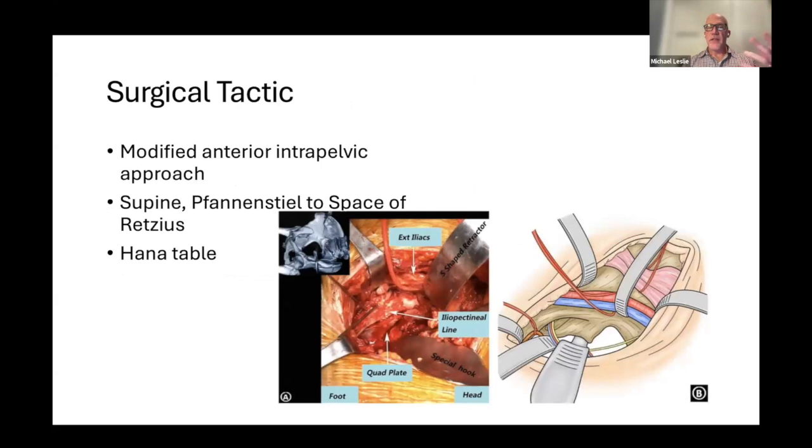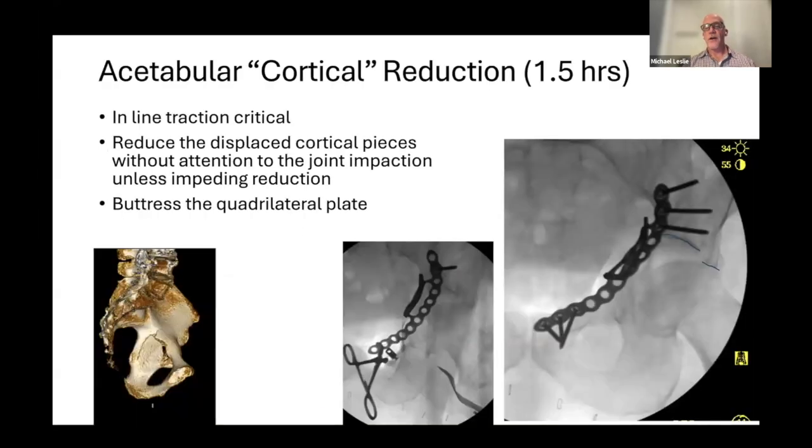And luckily it was an anterior fracture pattern. So we could do the supine with a typical Smith-Petersen approach with the space of Retzius and work on that fracture where we wanted to. I utilize a specialty table, but you could do this any way that you want. Inline traction. And this brings up something I brought up before, trying to get through these things expeditiously and not paying so much attention to the joint in this setting.